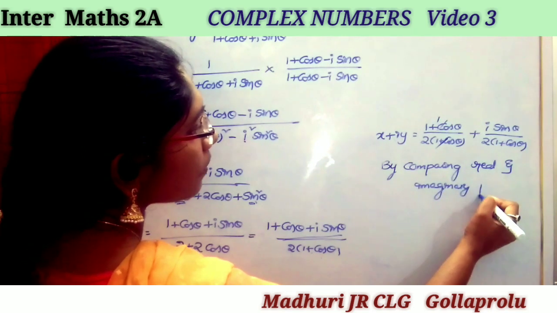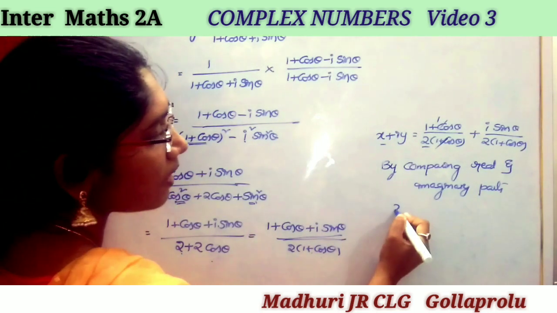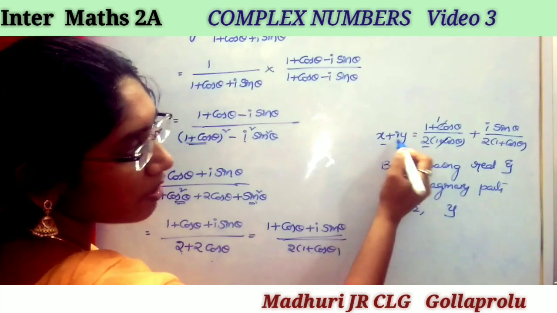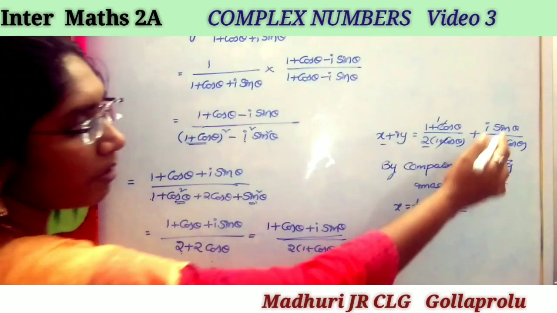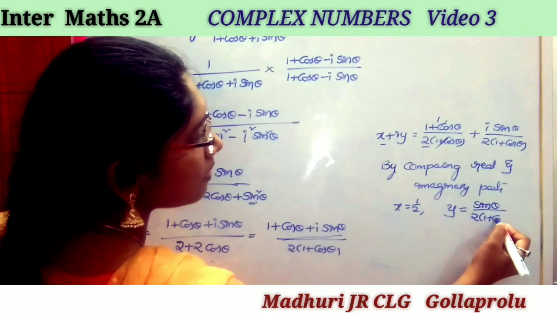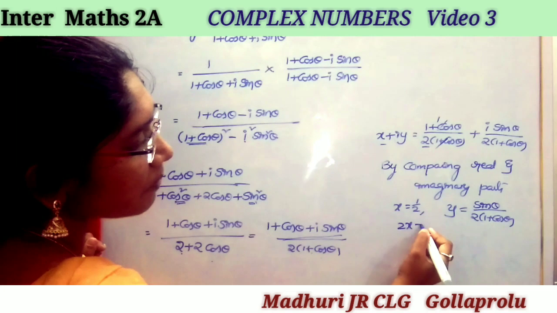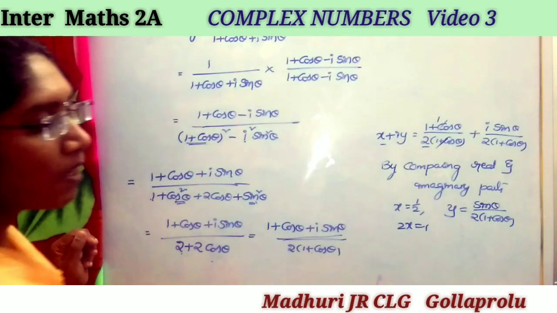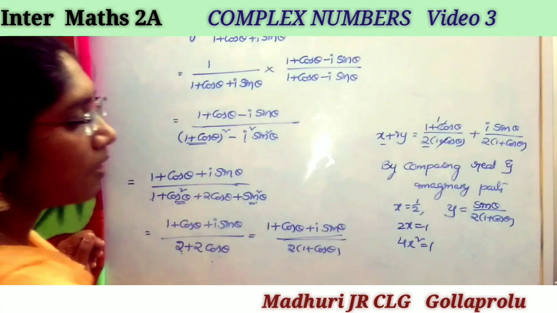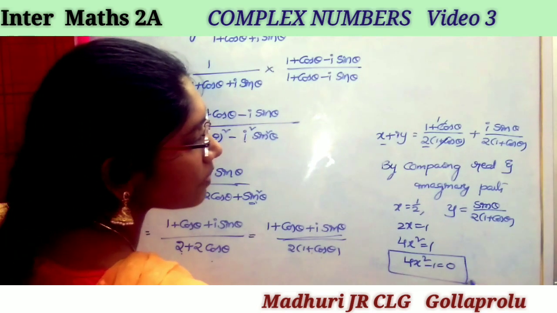Then what we get? First, real part is equal to real part. What is the real part value? x is equal to 1 by 2. Next, taking the imaginary part, y is equal to sin theta by 2 into 1 plus cos theta. Now here x is equal to 1 by 2. Taking the cross product, we get 2x is equal to 1. Now squaring both sides, we get 4x square is equal to 1. Therefore the value of 4x square minus 1 is equal to 0, which is the required answer.